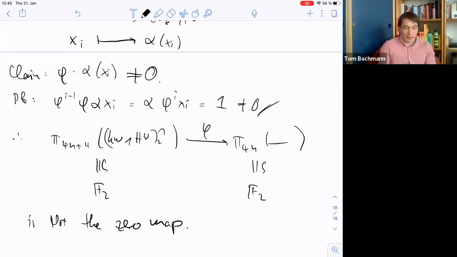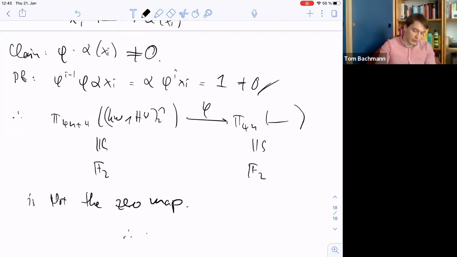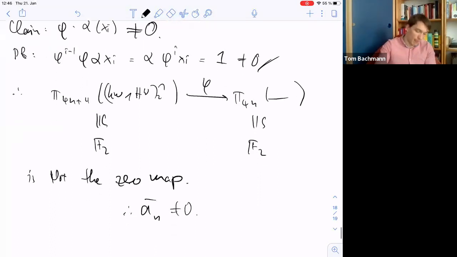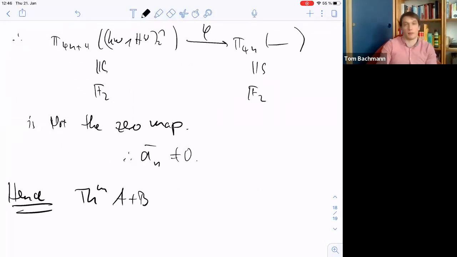OK. But the only non-zero map between F2 is, of course, an iso, right? And in any case, therefore, this A n bar thing was non-zero, which is what we set out to prove. And so then what I've shown is that these two theorems together, A and B, they imply the main result, right?